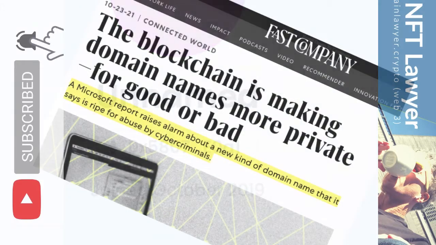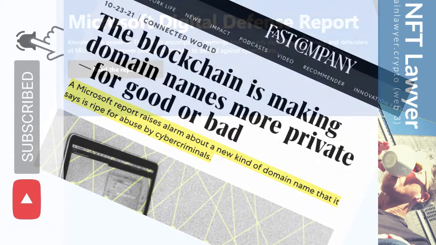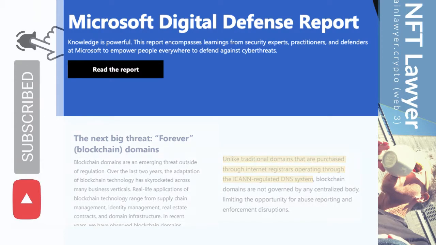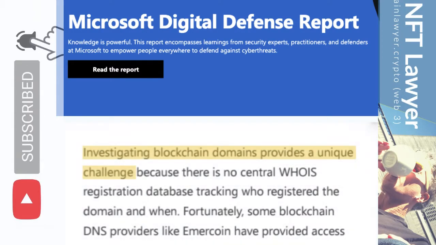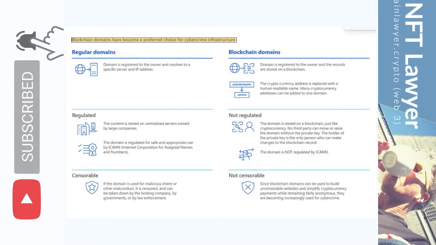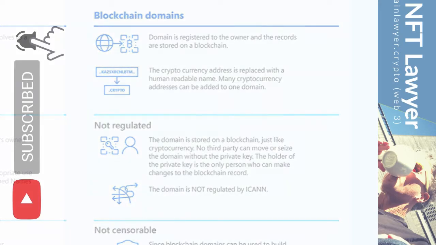Interestingly, none other than Microsoft, which no doubt has scars from its Microsoft.com debacle, issued an annual digital defense report last year which warned the next big threat are Web3 domain names written into distributed ledger maintained across a constellation of computers instead of stored in a traditional centralized registry. So Microsoft has warned one of the biggest threats in the tech world in the coming years will be Web3 domain names.